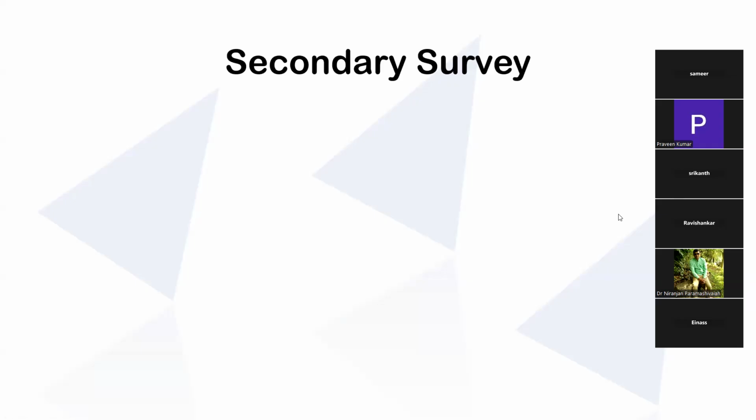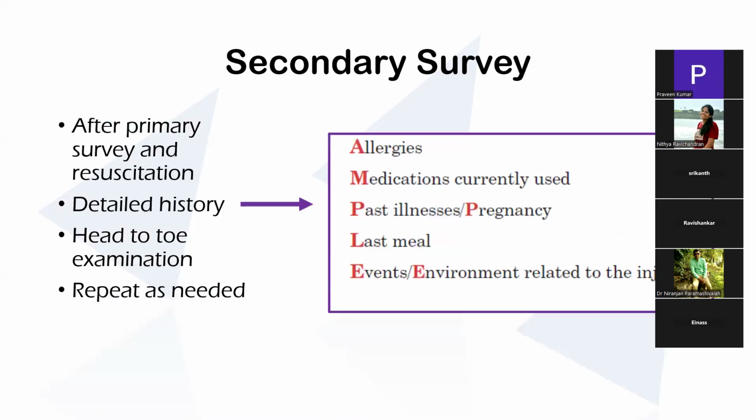All right. Praveen, tell me about secondary survey. Sir, after resuscitating and the patient's vitals are stable, after stabilizing them, we'll take the history, do a head-to-toe examination, and pain management. Yes. Detailed history, head-to-toe examination. You're quite right. And again, repeat as needed. And why is history important? AMPLE is the mnemonic people use. You must know about the medications they're on, allergies, past illness, and possible pregnancy.